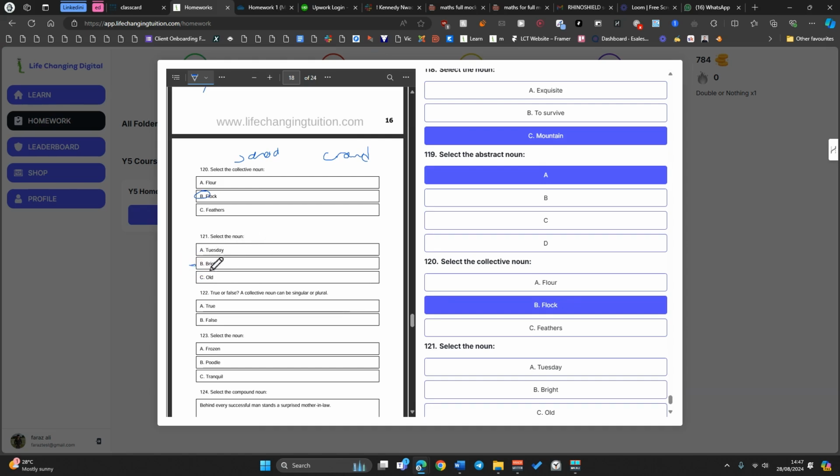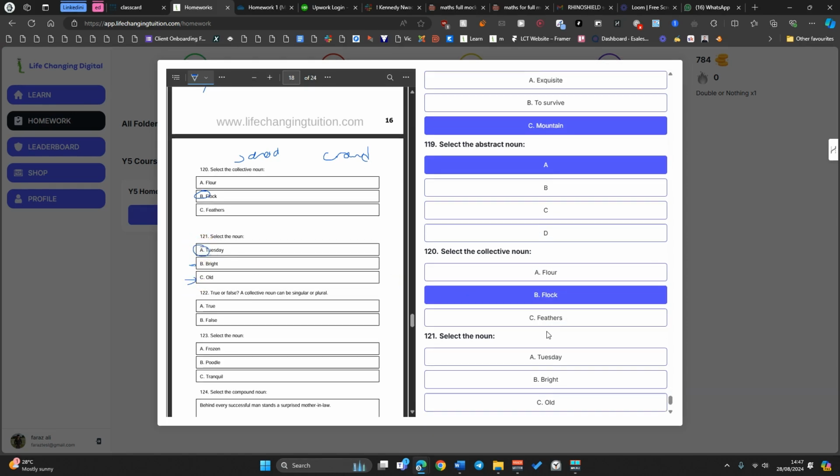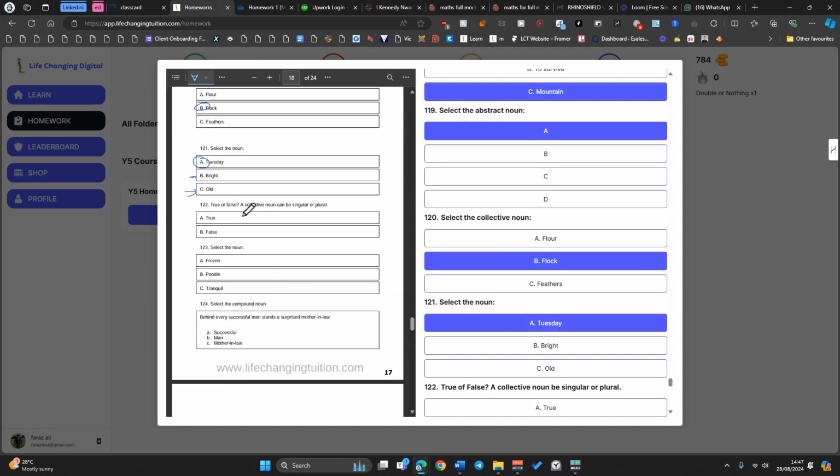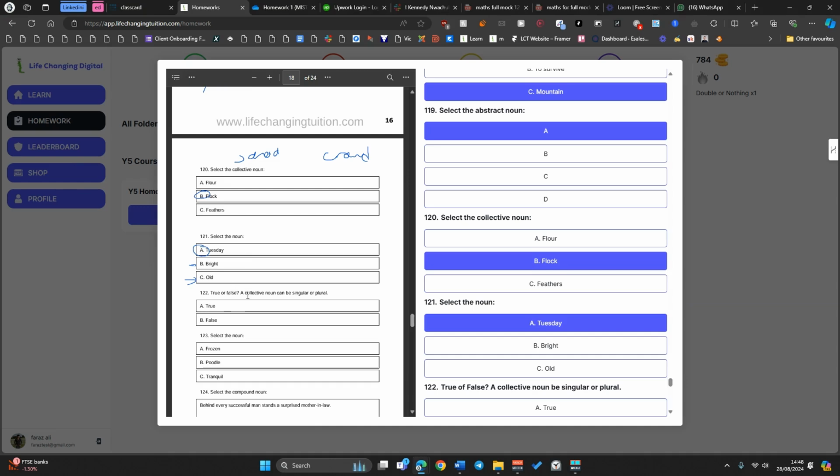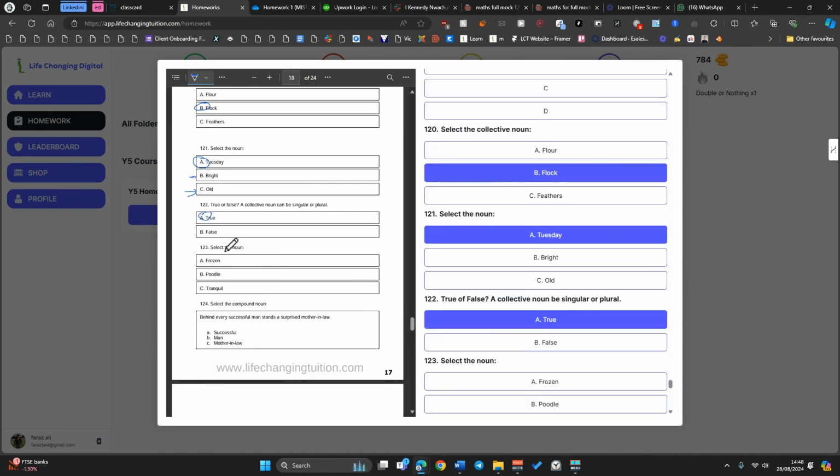Now, bright is an adjective. Old is also an adjective. Tuesday is a proper noun. A collective noun can be singular or plural. Well, if we think about the collective noun up here, a flock of birds, you could also say flocks of different birds. So then you can obviously have a singular collective noun and also a plural collective noun. So the answer here will be A.